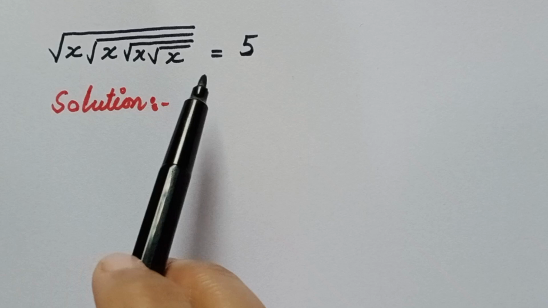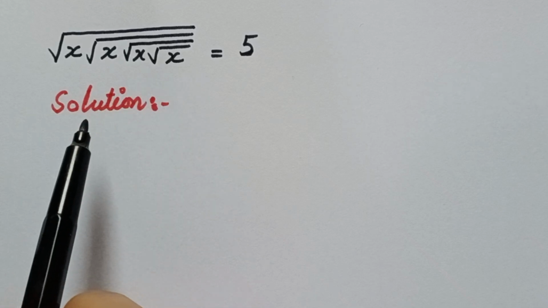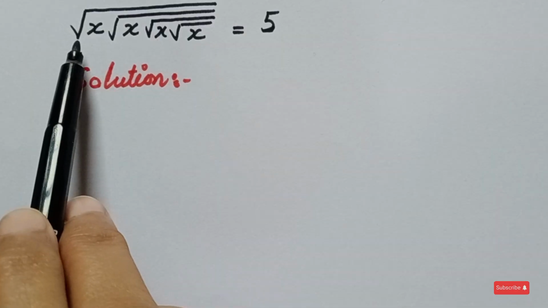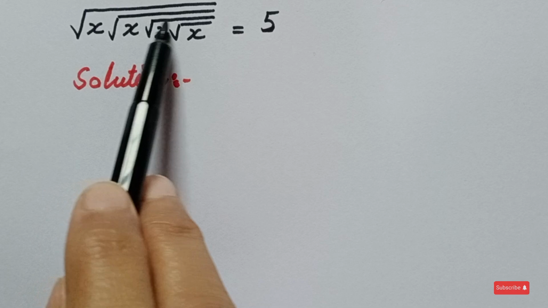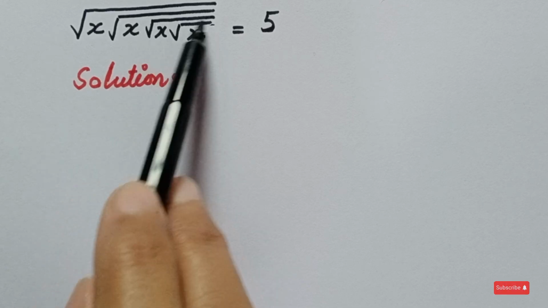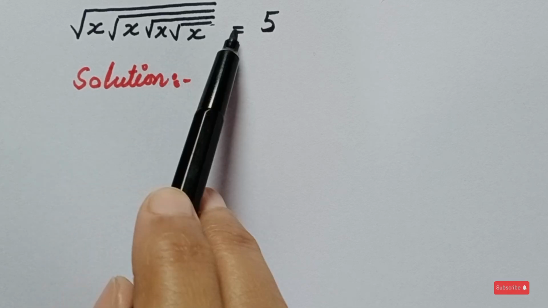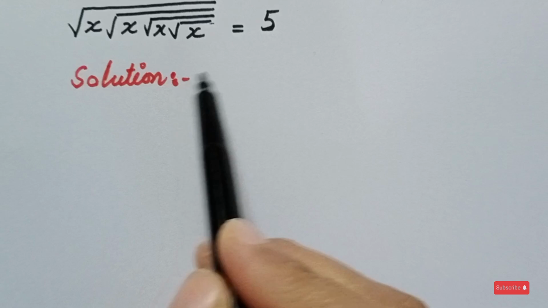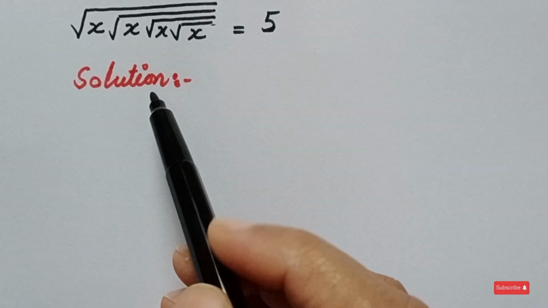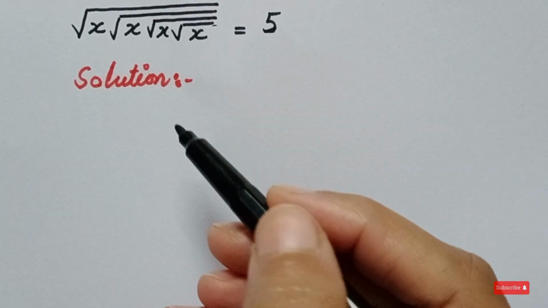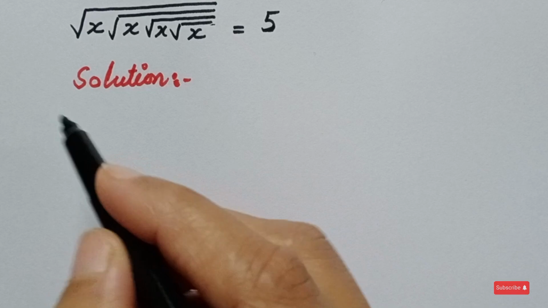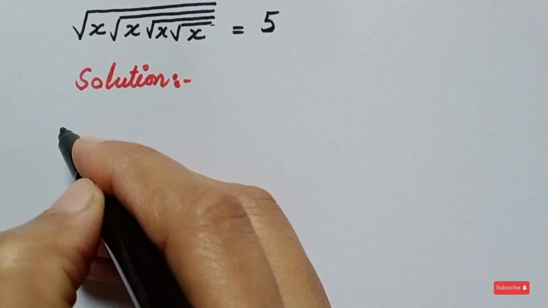Today we are going to solve a very nice radical equation. We are given the square root of x times the square root of x times the square root of x times the square root of x is equal to 5. We need to solve this radical equation. First of all, we will use two methods to solve this question.